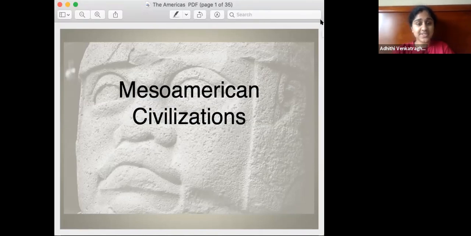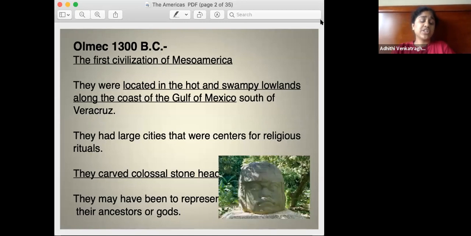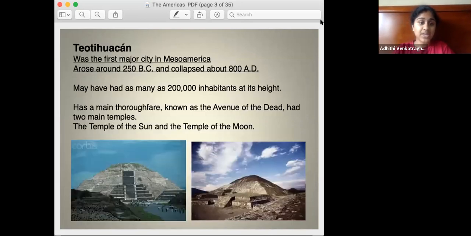Mesoamerican civilizations, let's get started. So the Olmec in 1300 BC was the first civilization in Mesoamerica. They were along the Gulf of Mexico and south of Veracruz. They had large cities that were centers for religious rituals, and they carved colossal stone heads, which may have been to represent ancestors or gods.